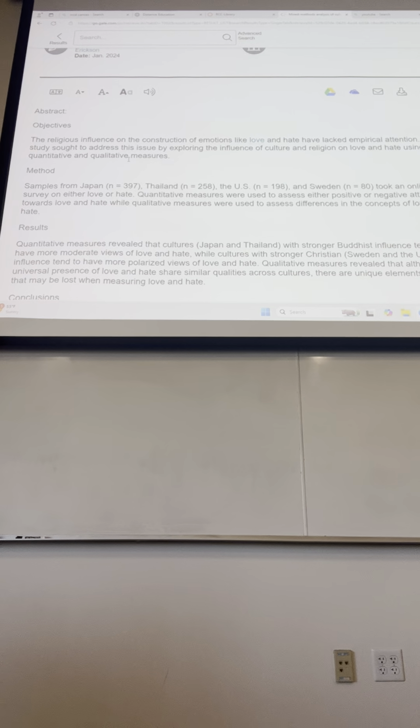Because number one, if we're thinking about what the objective is, it flat out tells you that there hasn't been a lot of studies on the influence of religion on love and hate. That's pretty interesting as it pertains to your relationships. I think that's pretty fascinating because I don't know how many conversations we start off with when we're talking with our partner or our potential partner about how they view love and how they view hate.